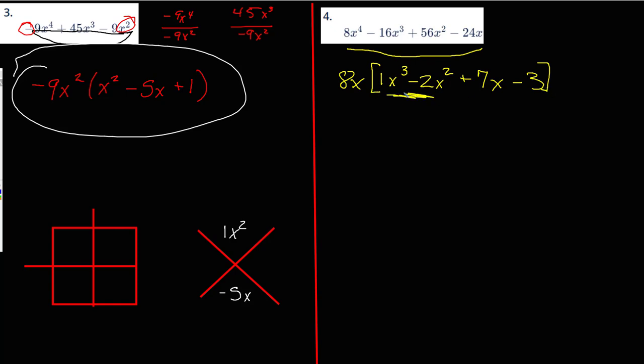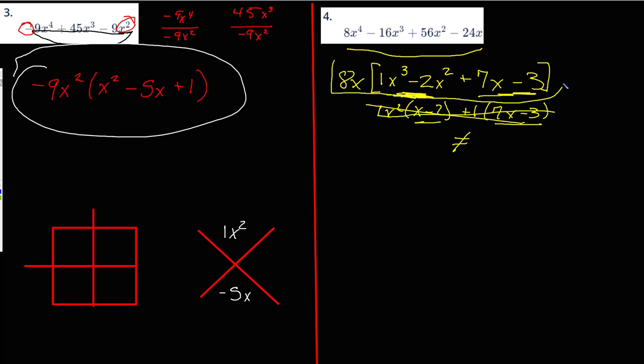Then I look to see, because this is a four-termed one and I'm looking at factoring over the reals, is there anything that's a common factor here that's also a common factor here? Well, I can factor x squared out of these, which leaves me x minus 2. Here, I can factor out a 1, and that'll leave me 7x minus 3. These two are not equal, so that doesn't work. So the final answer is this answer.